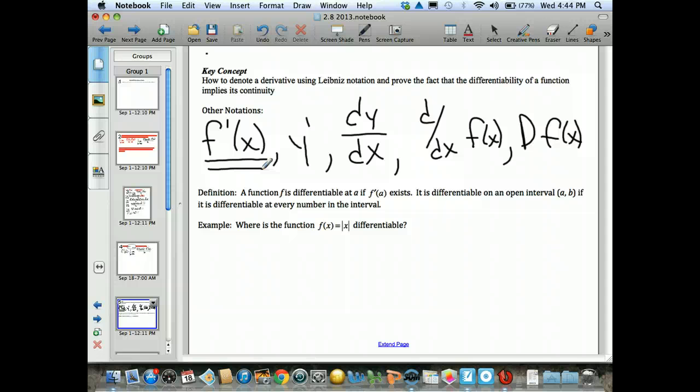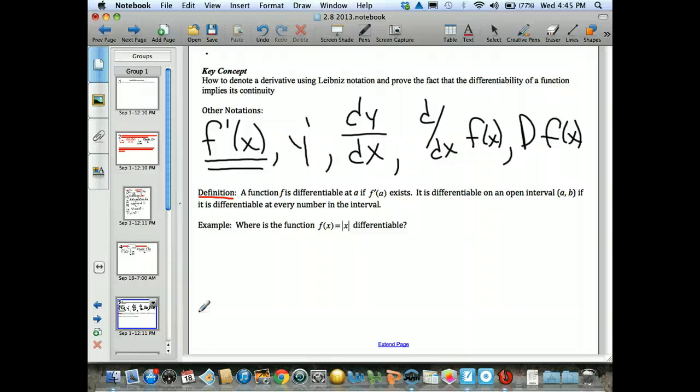Now, here's a definition or a theorem. Some books refer to this as a theorem. A function is differentiable at a if f prime of a, or the derivative, exists. So it's differentiable on an open interval (a, b) if it's differentiable at every number in the interval. So some functions are not differentiable because the derivative does not exist at a point or at a few different points for that function, or maybe not at all.